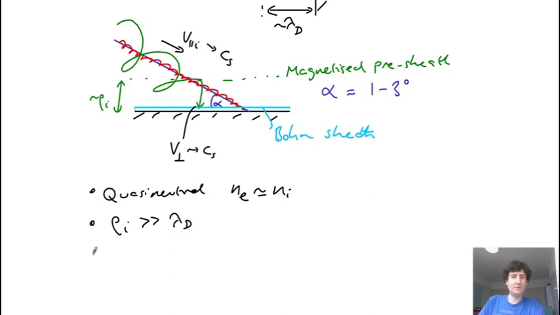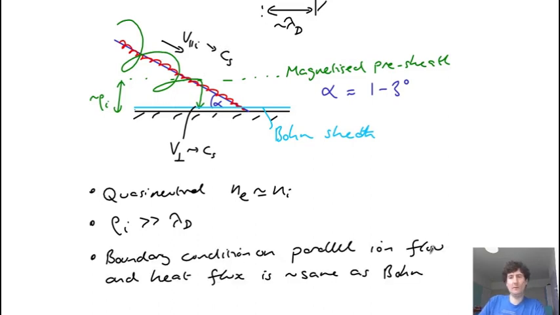The boundary condition you end up with is on the parallel heat flux and the parallel ion speed, and is as if there was a Debye sheath perpendicular to the field line. So the way we're going to solve this is to end up with essentially two conditions. One is the usual Bohm condition at the Debye sheath entrance, that the perpendicular velocity of the ions is the sound speed. And then there's a second condition at the entrance to the magnetized pre-sheath, that the parallel speed is the sound speed.